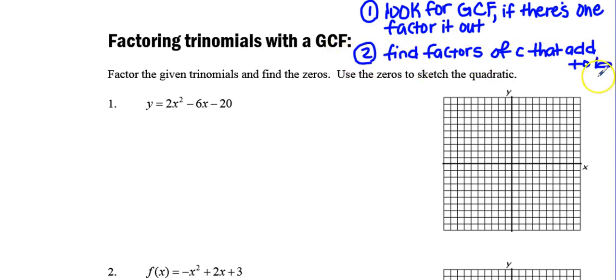So we're going to be bringing in our prior knowledge of factoring when a is 1 and bringing our knowledge of looking for a GCF. So for number 1, we will first look for a GCF. So I see 2, 6, and negative 20. I'm not even looking at x because this last term doesn't have an x value. But looking at the numbers 2, 6, and 20, I know that all three of those numbers are divisible by 2. So we can factor out a 2.